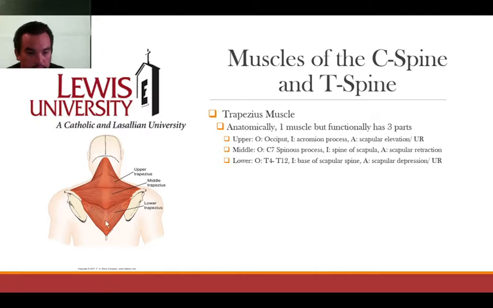Then we have the lower portion of this trapezius muscle, which originates at T4 to T12. Okay, so right in here, down in here. And it inserts at the base of the scapular spine, down in here, base of the scapular spine. And then its motion, or its action, is scapular depression. So you can see how these muscle fibers line up. So if I contracted them and shortened them, what would happen? It's going to come down, right? And thus depress that scapula and cause some upwards rotation as well.